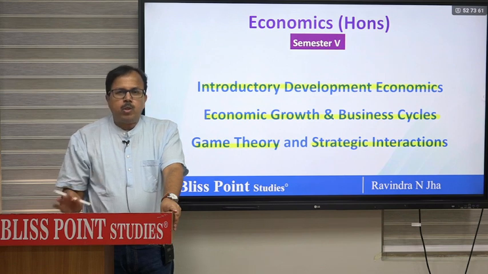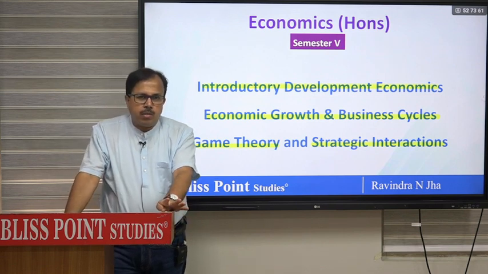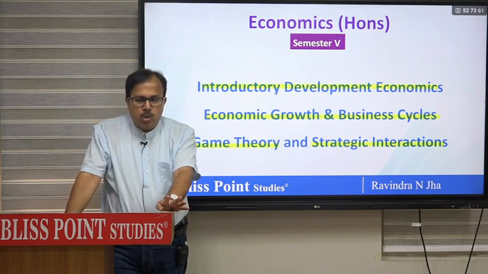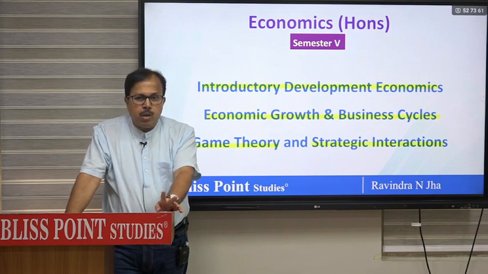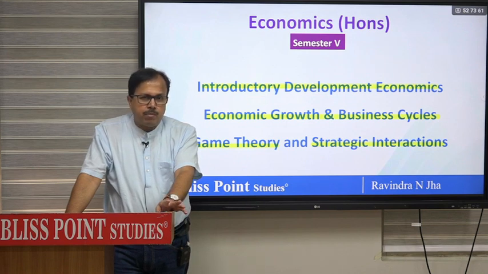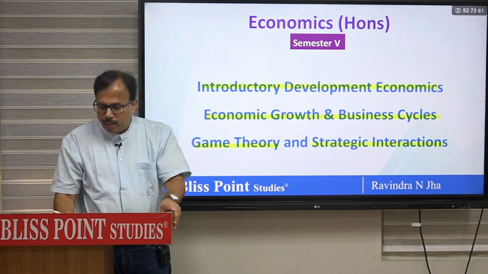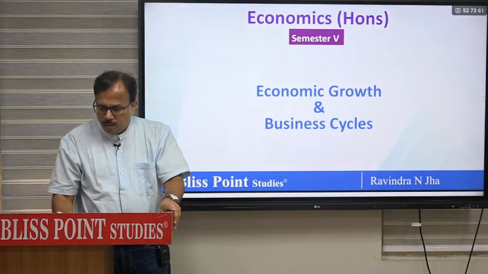The syllabus of economic growth and business cycle has 3 units. Unit number 1 is introduction to economic growth. The second unit is models of economic growth, which is the main unit because 50% weightage is for unit number 2. The third is business cycles. Unit 1 and unit 3 will have a combined weightage of 50%, and unit number 2 will have a weightage of 50%. So there are 3 units in economic growth and business cycle.